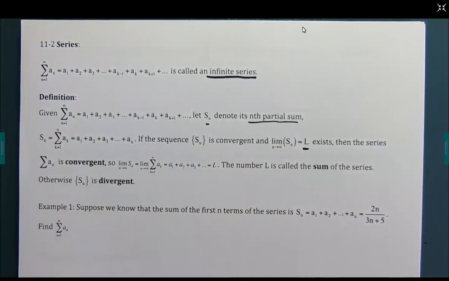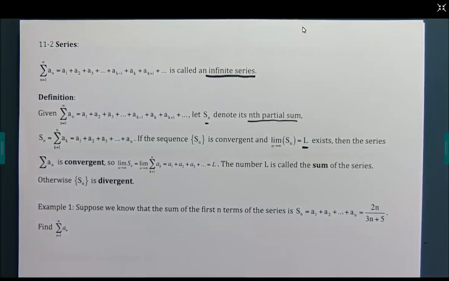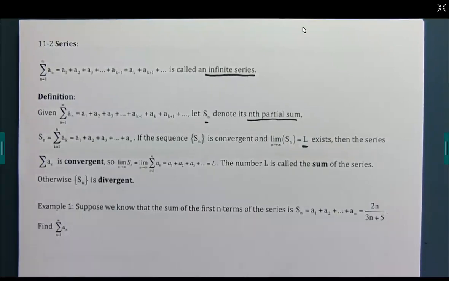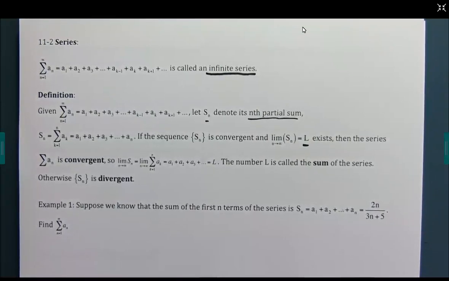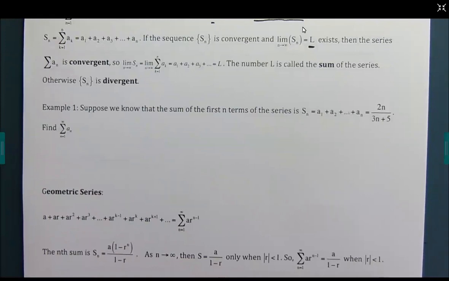And for this section and for the next several sections, our only job will be to figure out if a series is convergent or divergent. And in some cases, we're going to break up convergent into specific types of convergence. Let's jump on our first one here.